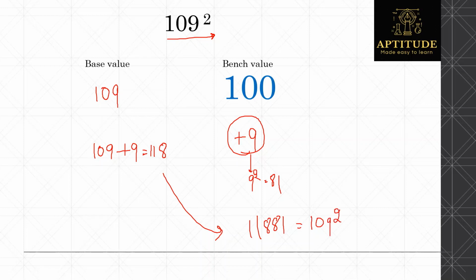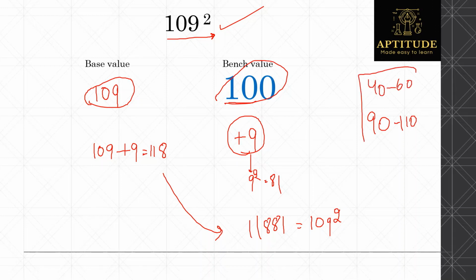So using the same approach, we'll be finding any values ranging from 90 to 110. Just remember bench value will be 100 and base value will be the number which you have considered. So this is about this video. In this video we discussed two tricks to find squares from 40 to 60 as well as 90 to 110. Just remember base values and bench values will be changing for these two tricks. And these tricks are applicable only for the numbers ranging from 40 to 60 and 90 to 110.